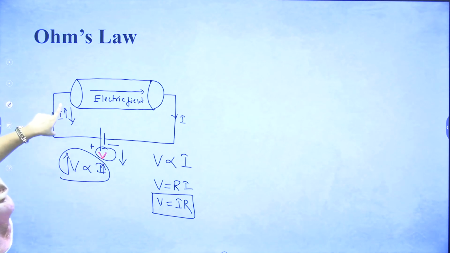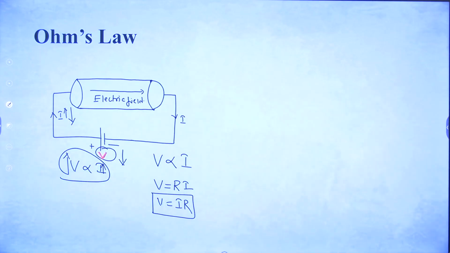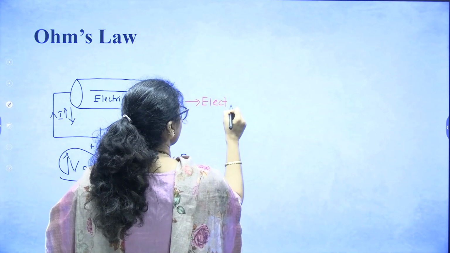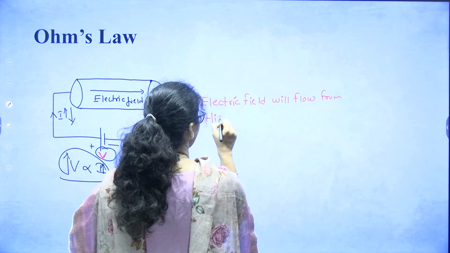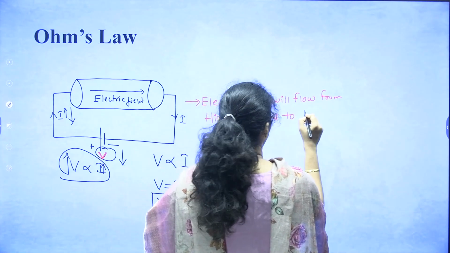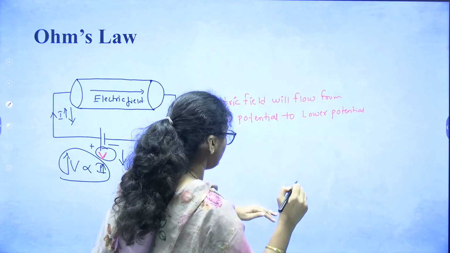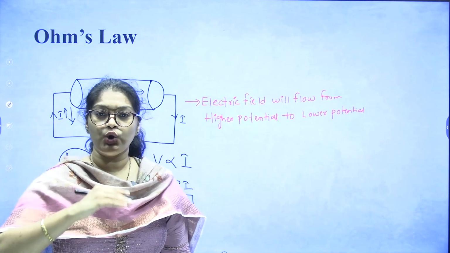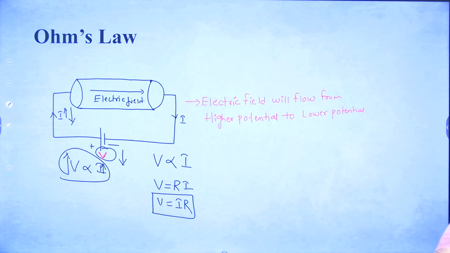Now the direction of this electric field: it flows from higher potential to lower potential. Yes, we have studied this point. That means from the higher point to the lower point, or from the highest position to the lowest position. So the electric field always flows from higher potential to lower potential. Remember this point, very important.